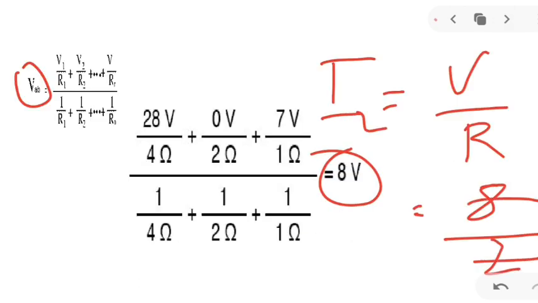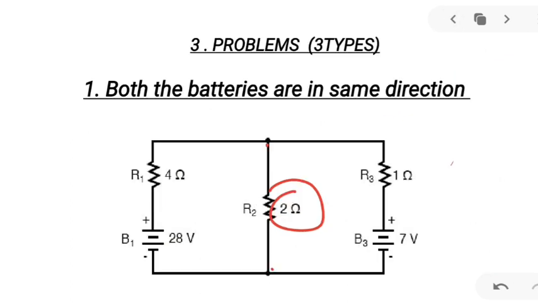That means the current which is passing through this resistor is nothing but 4 ampere, right? In this type we can solve the first model. Keep it in mind that in the first model both the batteries will face the same direction. That means both the positive terminals will be facing the same direction.